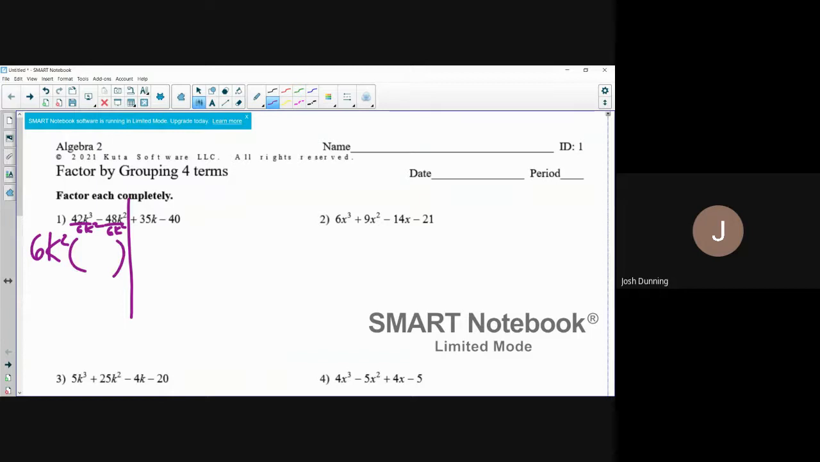42 divided by 6 is 7. K cubed divided by k squared is k to the first. If you got 3 powers of k, and you factor 2 out, you got 1 left. And then, 6 times 8 is 48. So 48 divided by 6 is 8. And k squared over k squared cancels. Now we'll GCF the right side. You can divide those both by 5.